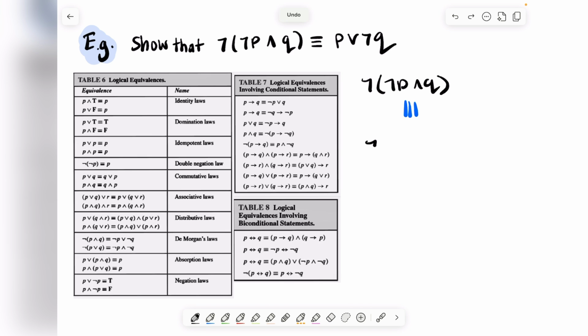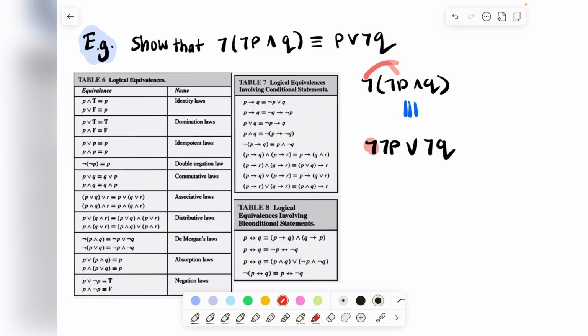So not here would be not P. Opposite of and we know is or. Opposite of Q is just going to be not Q. So you distributed the not here, it went over here. You distributed the not here, we actually know what the opposite of and is, it's or. We distributed the not here, it went over here. We call this De Morgan's law.